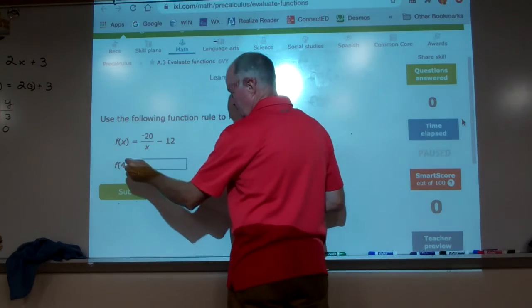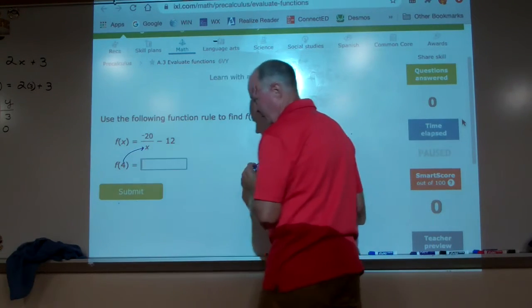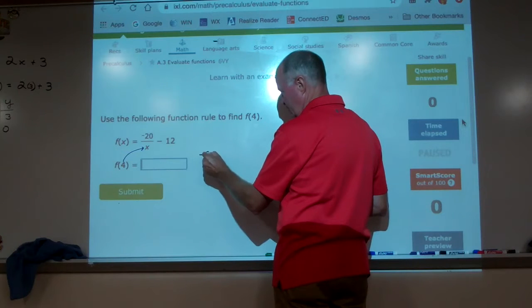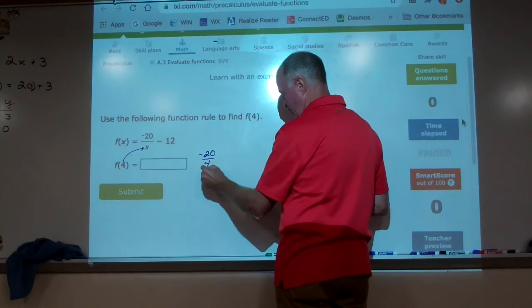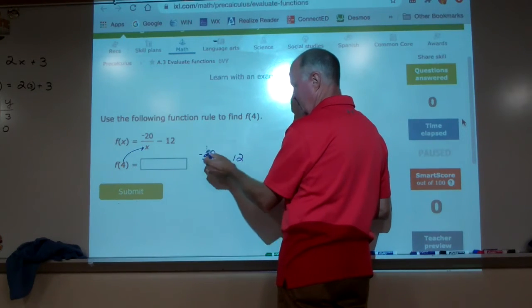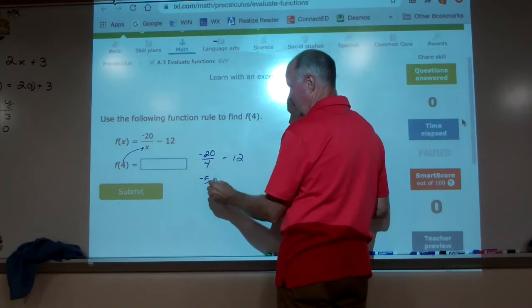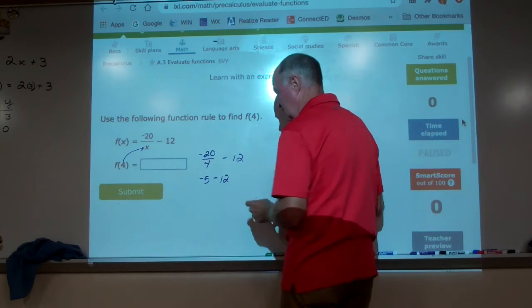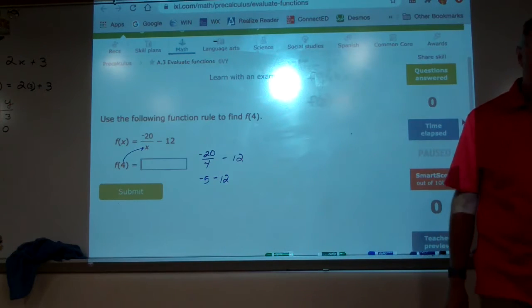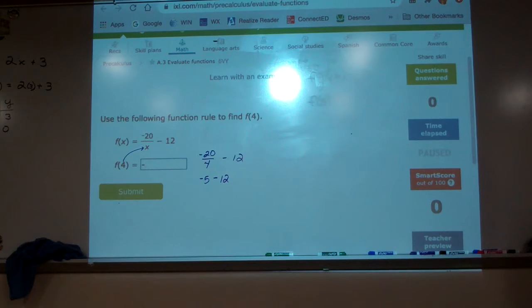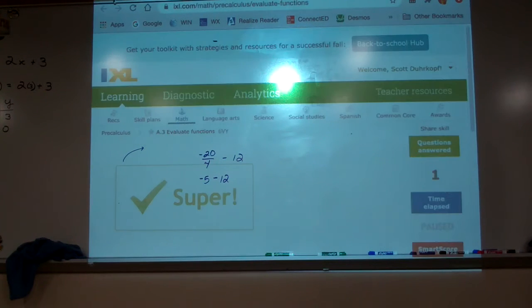Okay. In this case, I'm going to put that in there. So that's going to be negative 20 divided by 4 minus 12. Negative 20 divided by 4 is negative 5. Minus 12 is negative 17. So I've got to put in negative 17 and work my way through.